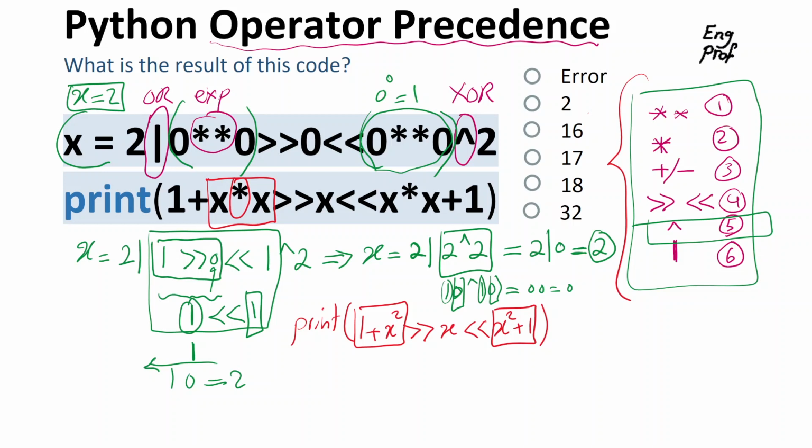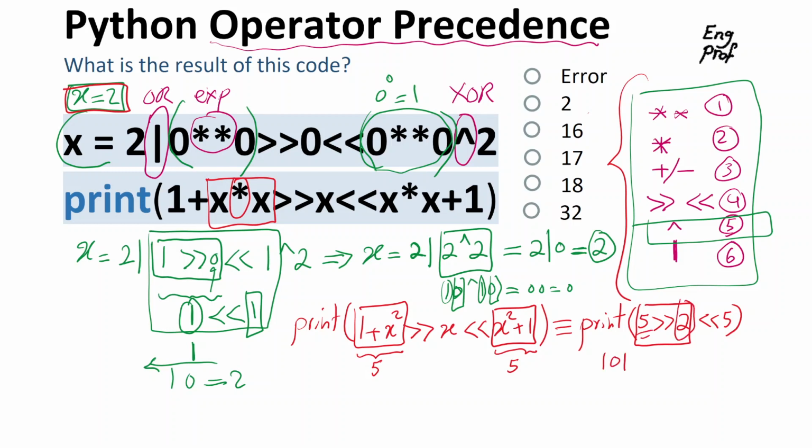Given that x is equal to 2, 1 plus x squared is 5, and x squared plus 1 is 5. So this whole thing is effectively equivalent to printing 5 bitwise shift by x, which is 2, and bitwise shift by 5. We have to execute from left to right. So this portion is executed first, which means we are bitwise shifting 5 by 2 bits.